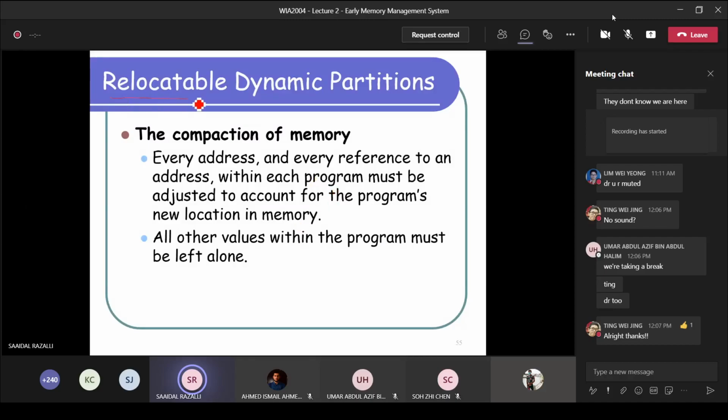Hence that is where the name relocatable comes from. All other values within the program must be left alone, meaning that all other values within the program stay the same, just the addresses change.